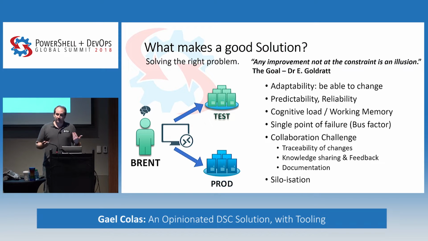And it's a collaboration challenge because then no one can help him, because no one can just look into his brain and find out the information. And it's very hard for traceability, seeing what changes he does, because he RDPs to the box. And knowledge sharing is hard, getting feedback, because test is not exactly the same as prod.